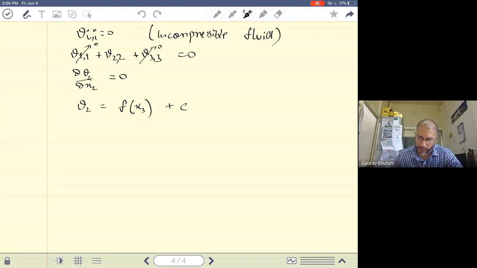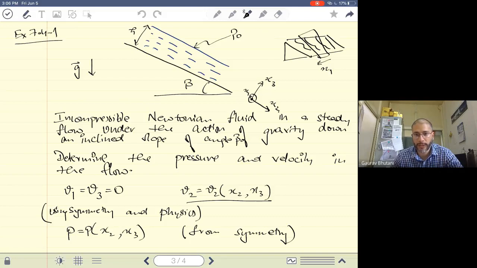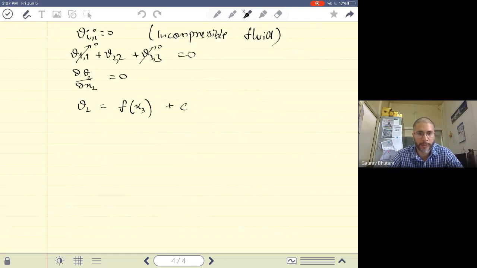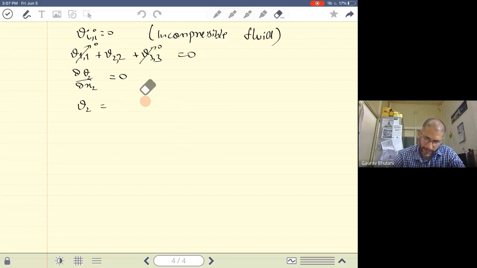In the third slide, we saw that V2 is only a function of x2 and x3, not x1. And del V2 by del x2 equal to 0 means that V2 cannot be a function of x2, so it is only a function of x3. We won't write the constant, as it's absorbed in the function of x3. So V2 is simply a function of x3. The conservation of mass equation helped us simplify the constraint that V2 is only a function of x3.